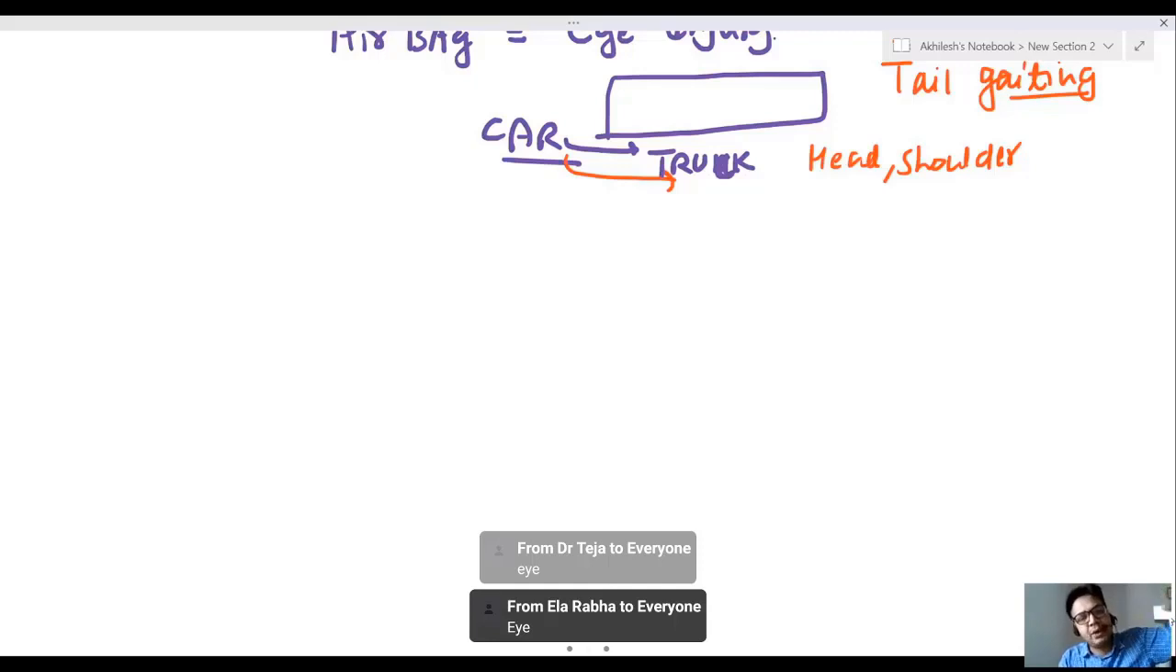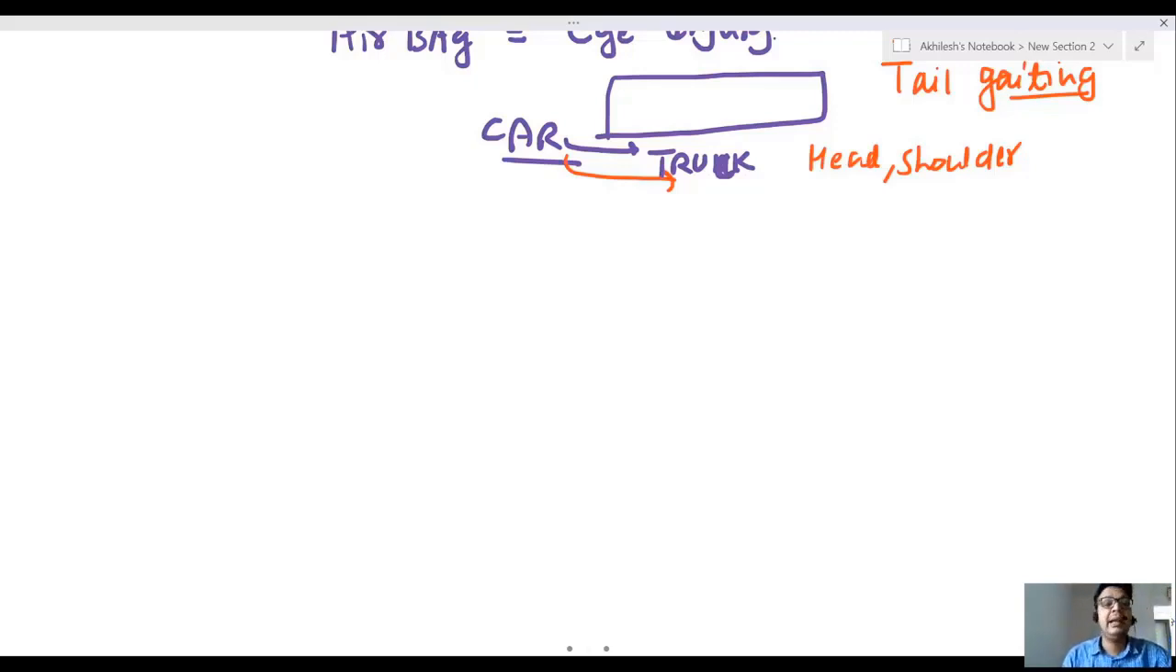Tailgating ka matlab hai the vehicle goes just behind the car and this phenomena is known as tailgating. So, doctor, you can get a question. What is tailgating? Tailgating is a phenomena where you can get inside the or behind the truck or car. Now, sir, these are possible injury.